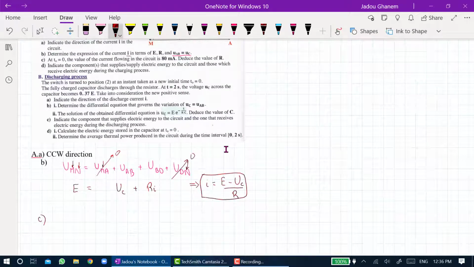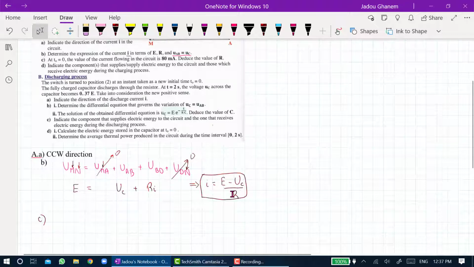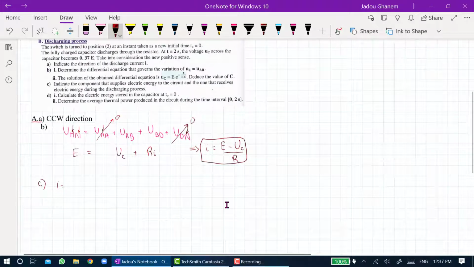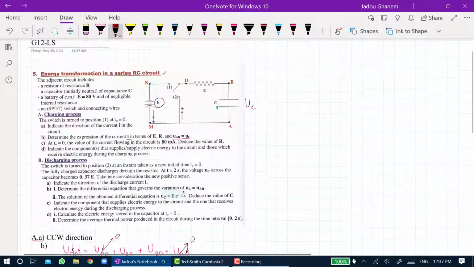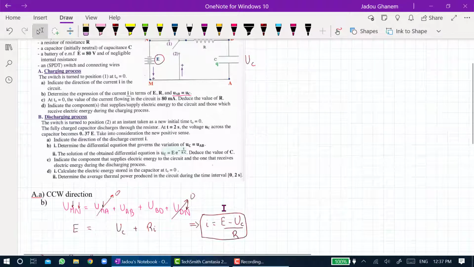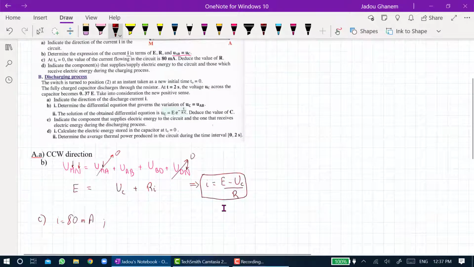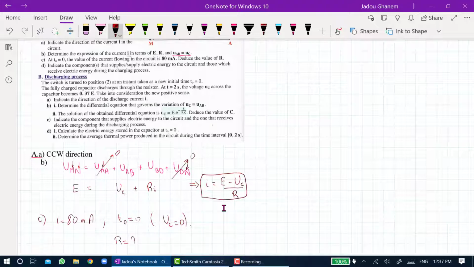They said in part C, at t equals 0, the value of the current flowing in the circuit is 80 milliamp. Deduce the value of R. So we can write the value of the current as I equals 80 milliampere, and this is the given value, and we must deduce the value of R at t equals 0. Note that at t equals 0, the capacitor is uncharged, so it's still neutral. So U across the capacitor will be 0 initially. We must find the value of R.